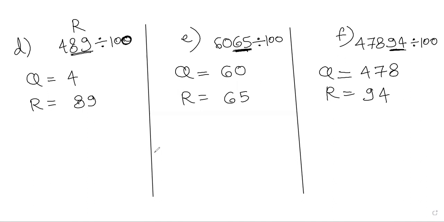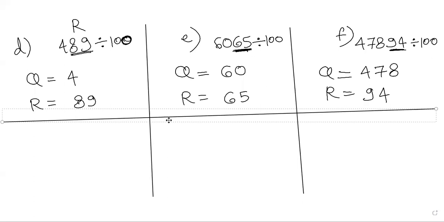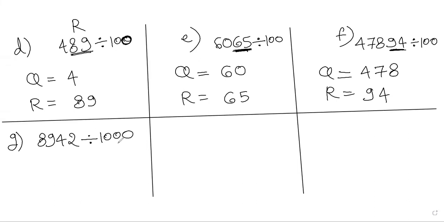Now try to solve question number G. In question number G, you have to divide the number by 1000. देखो 1000 में कितने जीरो है? 3 zeros. So the last three digits of the dividend will be remainder. So 942 will be remainder and 8 will be quotient.